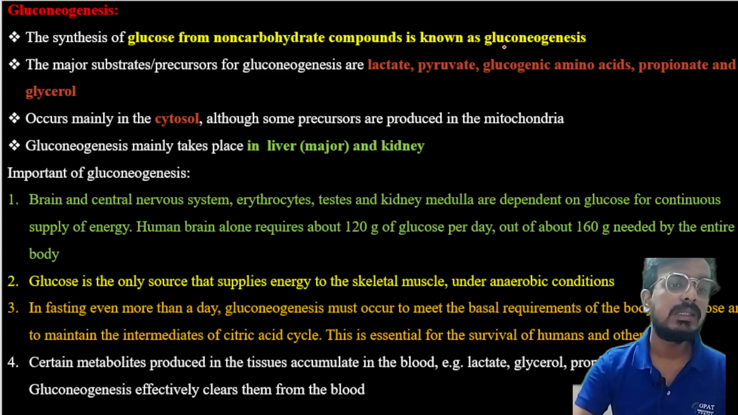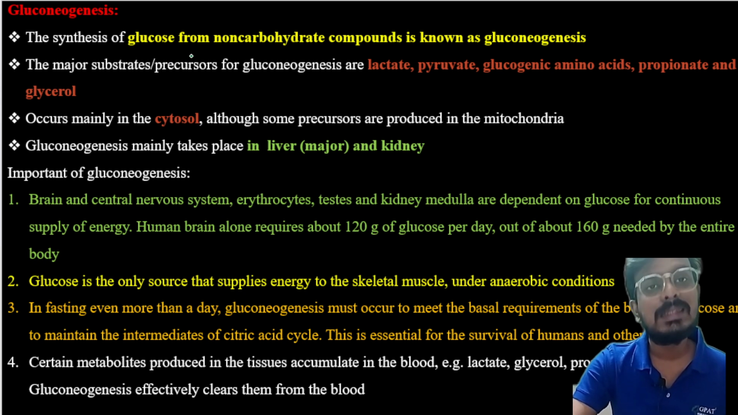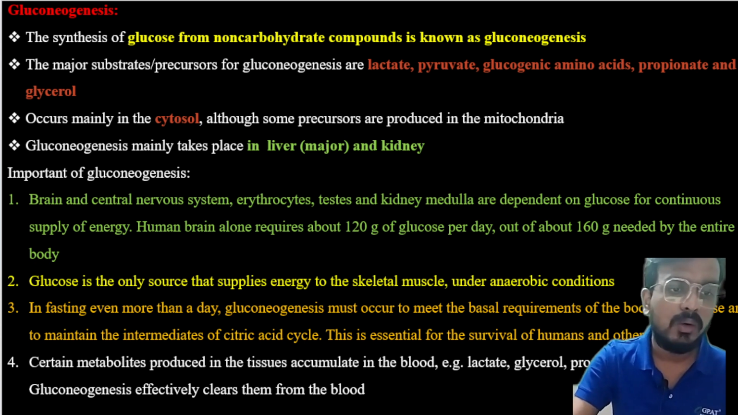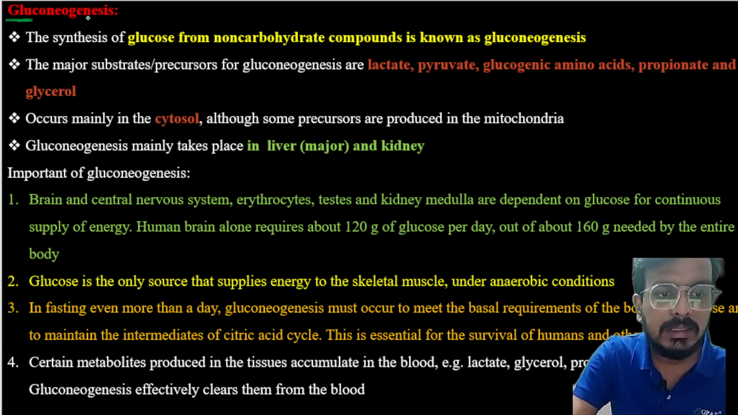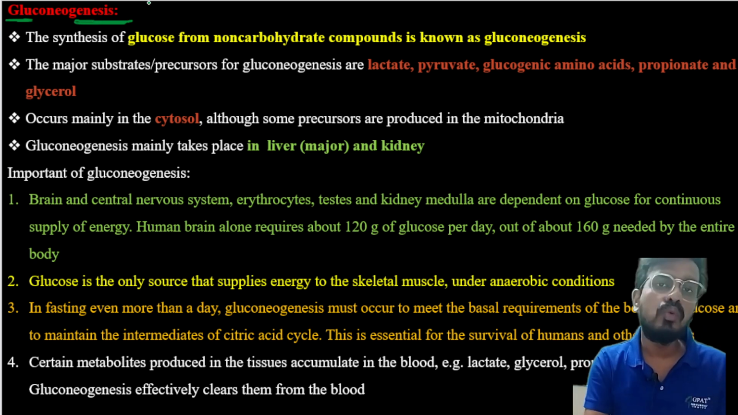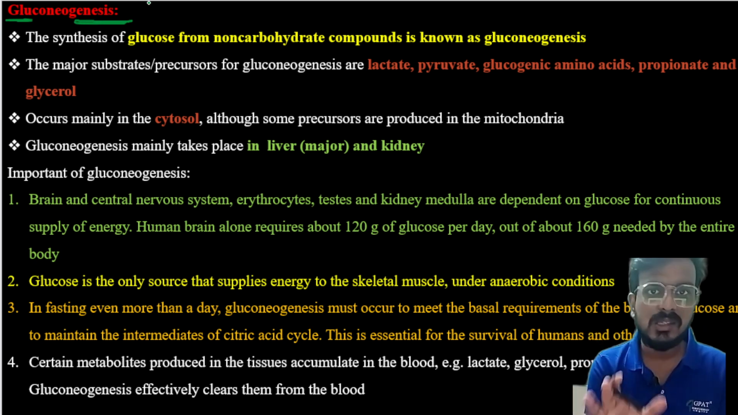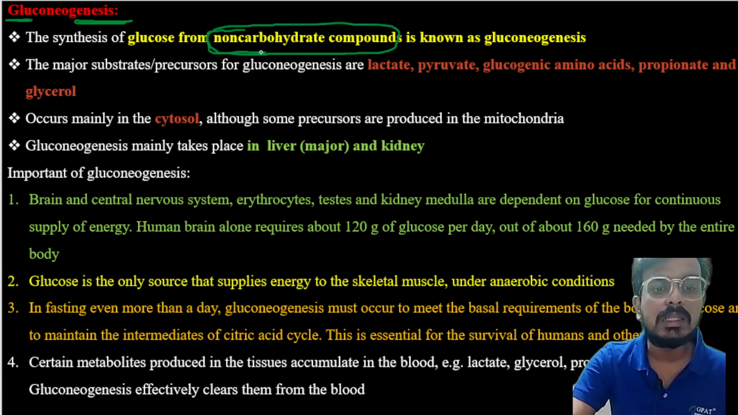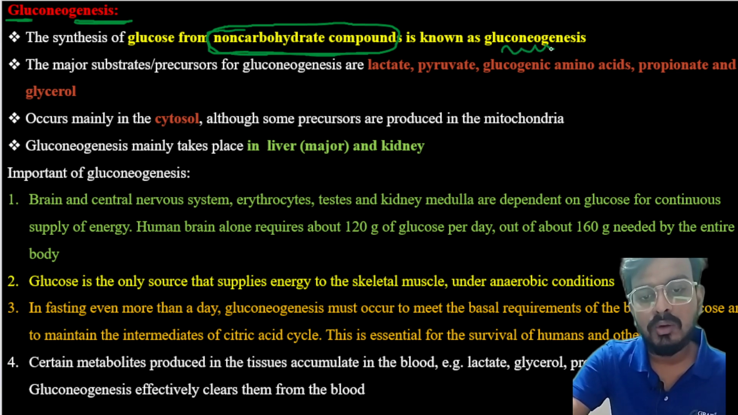Now we will discuss in detail gluconeogenesis. So what is gluconeogenesis in layman language? I can tell you that gluconeogenesis is synthesis of glucose. Glucose is there, and neogenesis means synthesis of glucose from a non-carbohydrate compound. Instead of coming from a carbohydrate compound, it is synthesized from a non-carbohydrate compound. That process is called gluconeogenesis.